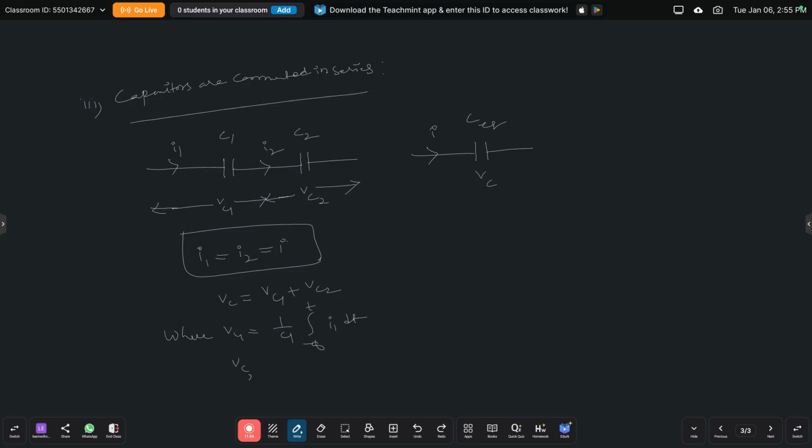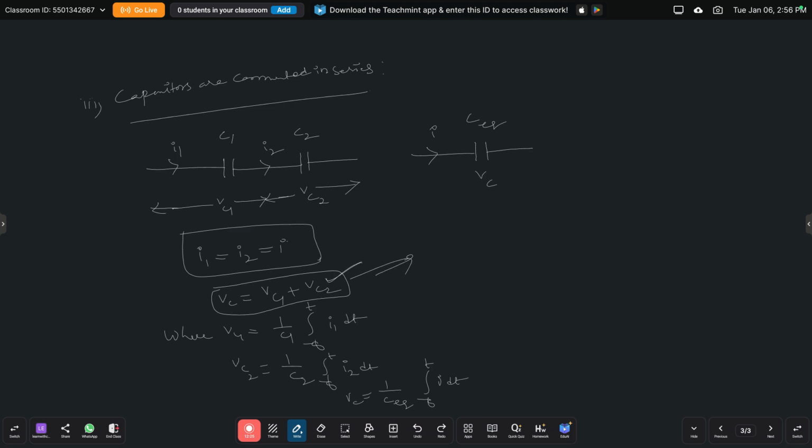And the second one is VC2. VC2 equals 1 by C2 integration from minus infinity to t of I2 dt. And the last one is VC. So VC is equal to 1 by C equivalent integration from minus infinity to t of I dt. Again, substitute these values of VC1, VC2 and VC in this equation.